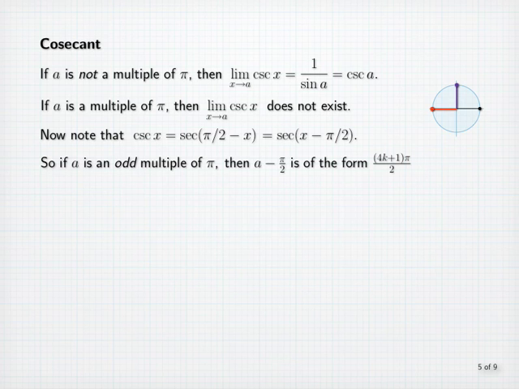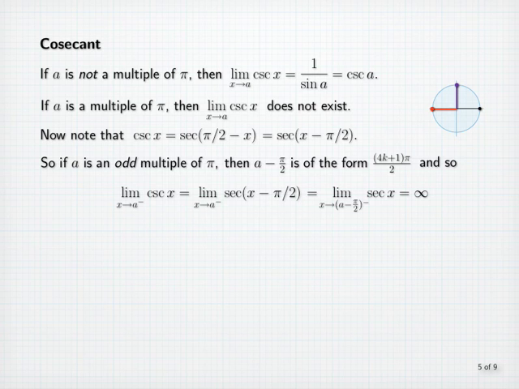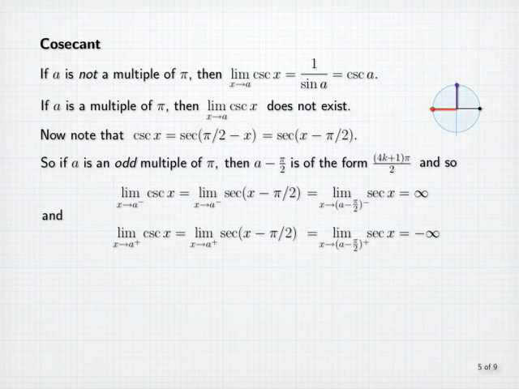In other words, a minus pi over 2 is of the form 4k plus 1 times pi over 2. And so, the limit as x approaches a from the left of cosecant x is the same as the limit as x approaches a from the left of secant of x minus pi over 2, which is the same as the limit as x approaches a minus pi over 2 from the left of secant x, which we have just learned is plus infinity. And the limit as x approaches a from the right of cosecant x equals the limit as x approaches a from the right of secant of x minus pi over 2, which equals the limit as x approaches a minus pi over 2 from the right of secant x, which equals minus infinity.